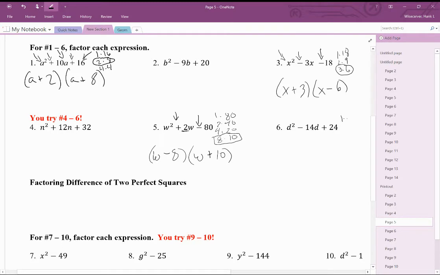24, just going to list them out again. 1 times 24, 2 times 12, 3 times 8, 4 times 6. So we're looking for 14. This one's not going to do it. 2 plus 12 is 14. So there we go. We found it. It is this one. Set up our binomials. What we know for sure is going to be there every single time: our parentheses and our variable. I'm going to plug in my 2 and my 12 now.